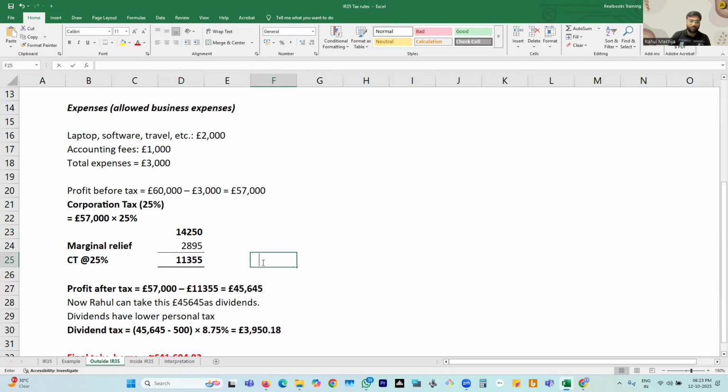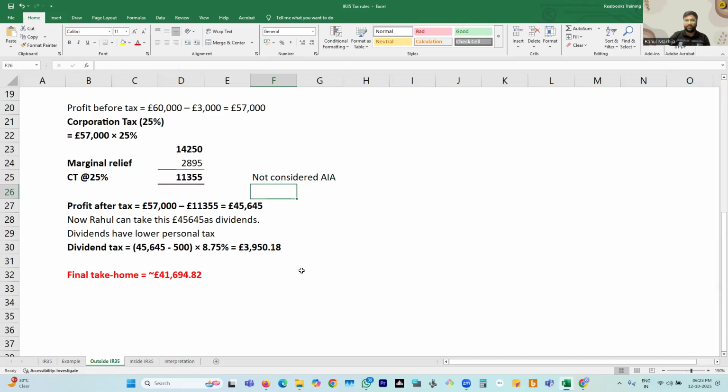I have not considered AIA for the laptop purchase, which we can include. And apart from that, your profit after tax would be £45,645. Now Rahul can take this 45,645 as a dividend. Dividends have a lower tax rate of 8.75%. So dividend tax would be around £3,950, and the final take home would be £41,694.